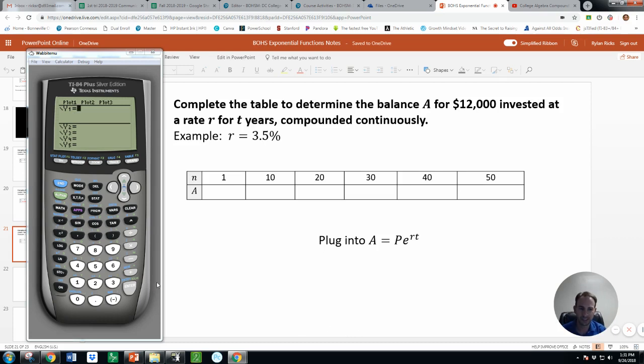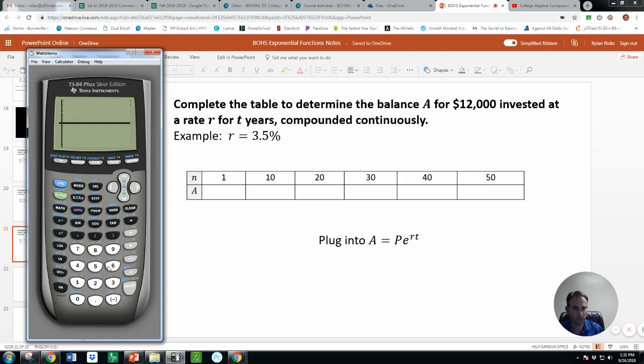So instead of typing it just in my calculator, I'm going to graph it. Again, I'm not interested in the graph itself. I'm just using that as a tool to evaluate the equation for me. So 12,000 e to the 0.035. Remember, put that interest rate as a decimal. And then I'm going to do x. That's my t, I'm leaving that as a variable. My window is already adjusted from the previous example, 365. It needs to go up to 50 for all this, but I'll just leave it. And I'm going to push trace again.